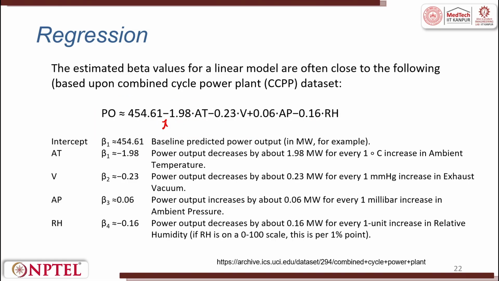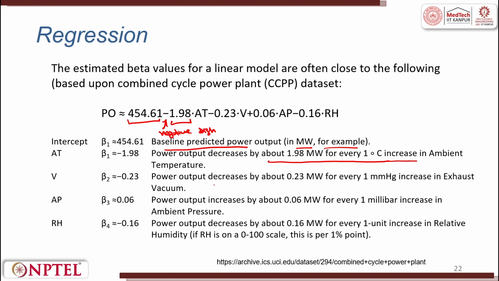You see there is a negative sign here, which means by 1 unit change in the ambient temperature, 1.98 times, that is the coefficient value here, 1.98 times into 1, that is 2 units almost of the power output would decrease, which is 454.61 as the baseline predictive power output in megawatts. This is for example. Beta 1 is equal to 1.98, the power output decreases by about 1.98 megawatts for every 1 degree increase in ambient temperature.